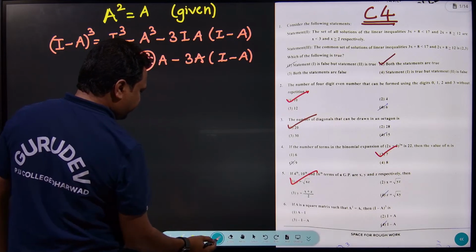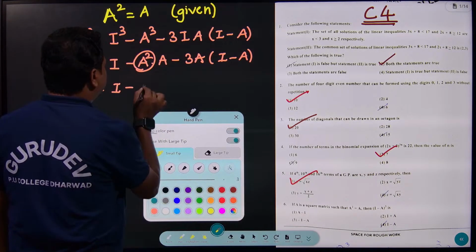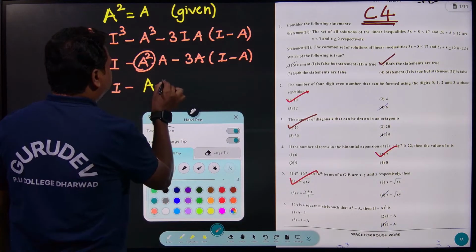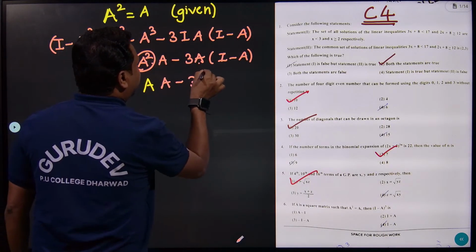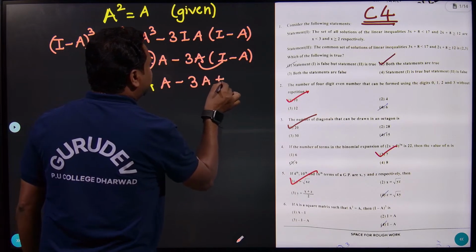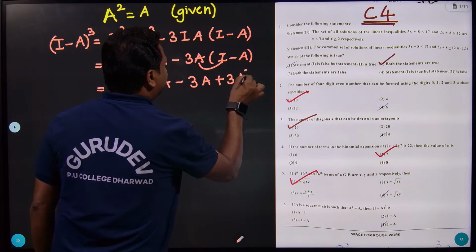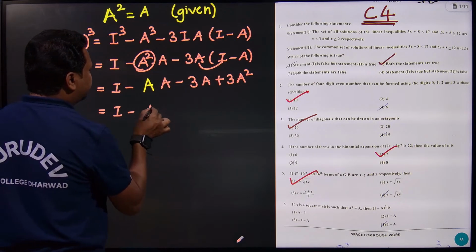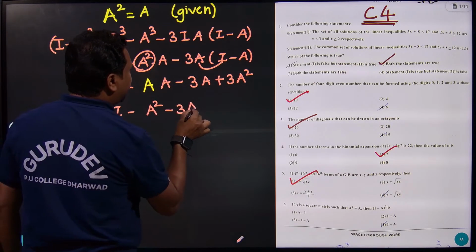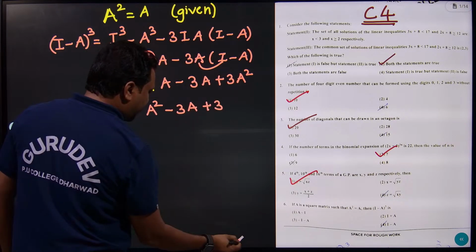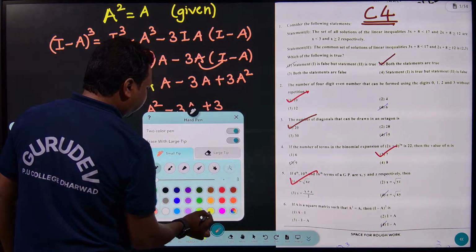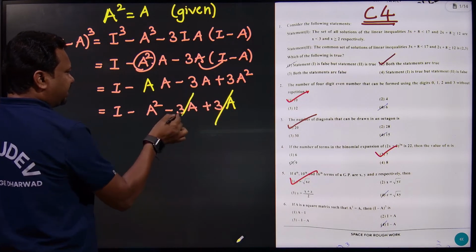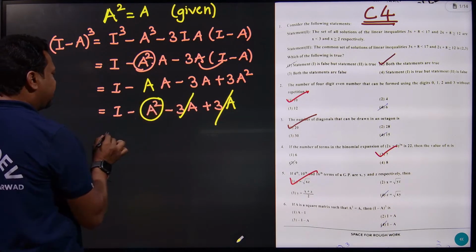A square is A, as given. Then again I'll keep the remaining term as it is, into A minus 3A into I is nothing but A. Minus into minus is plus, A into A is A square. So that will become I minus A into A is A square, minus 3A plus 3 again A square, and A square is again A. Now what happened? Here plus 3A minus 3A get cancelled. A square is again written as A.